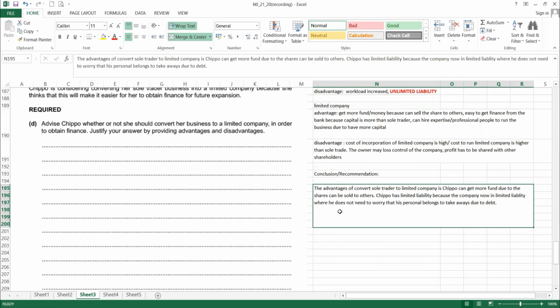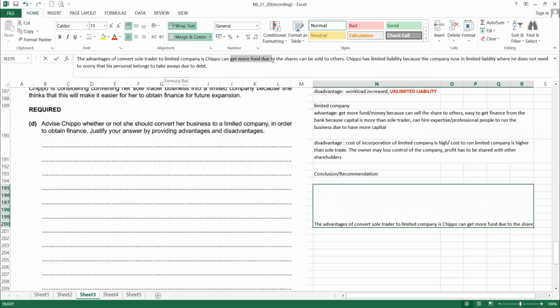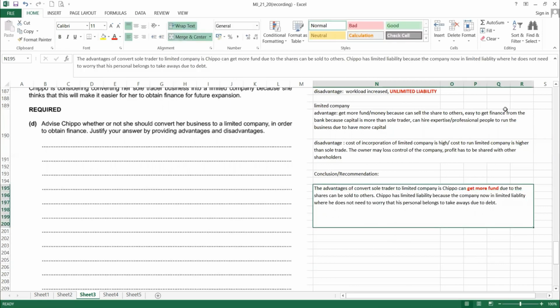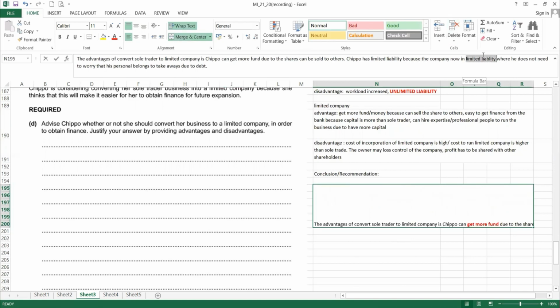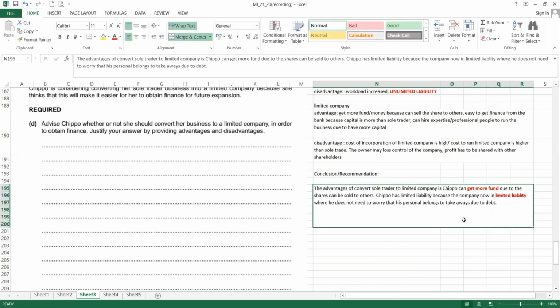Okay, move on. What else do we have? I already mentioned 2 points. The first point, we can get more funds. The second point, limited liability, so he doesn't need to worry. So these 2 points support the advantage already.